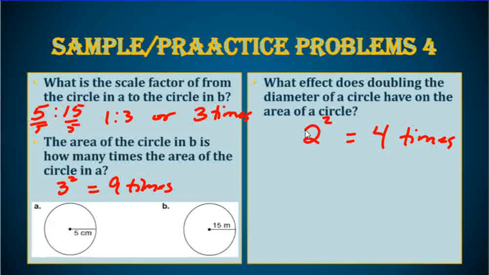So just remember, if you're doubling something and you're finding the area, it's going to be 4 times the area. And so depending on what the scale factor is, you would have to just square that. Square the scale factor to find out what impact it has on the area.